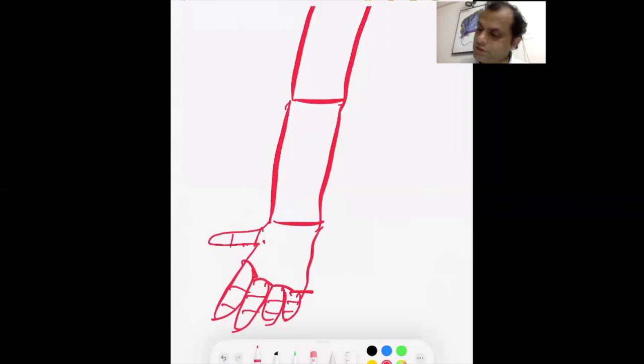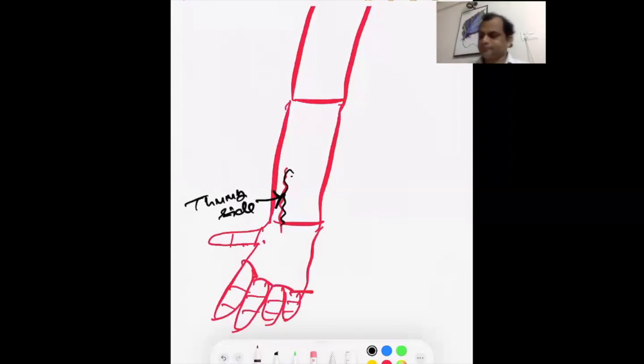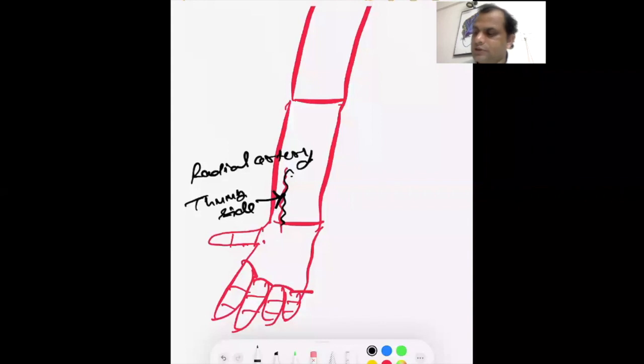तो जब भी हम wrist की बात करते हैं, so radial pulse is going from here on the thumb side. This is called radial pulse because the name of this artery is radial artery. तो जब हम इस रेडियल आर्टरी में पल्स को चेक करते हैं, इसे हम कहते हैं रेडियल पल्स.